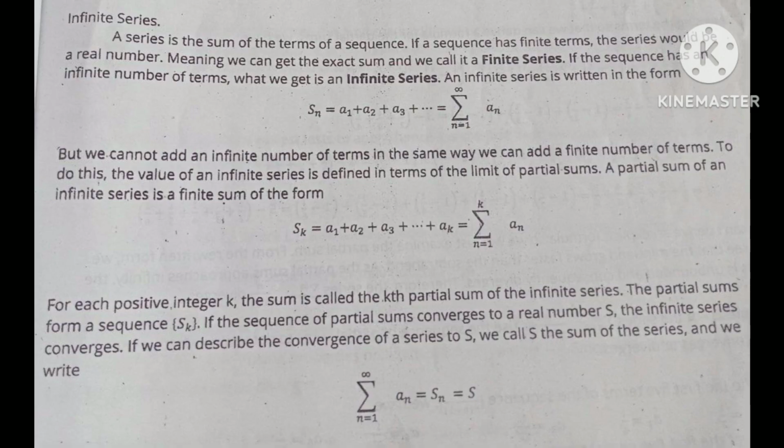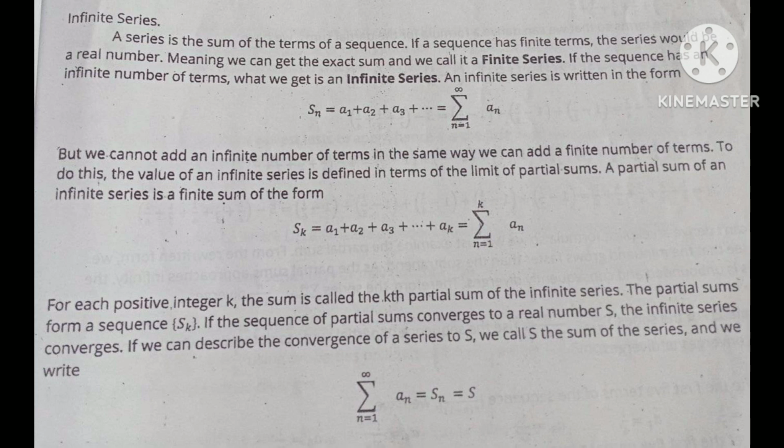An infinite series is a series that is the sum of the terms of a sequence. If a sequence has finite terms, the series would be a real number, meaning we can get the exact sum, and we call it a finite series. If the sequence has an infinite number of terms, then what we get is an infinite series. An infinite series is written in the form S sub n equals a sub 1 plus a sub 2 and so on.